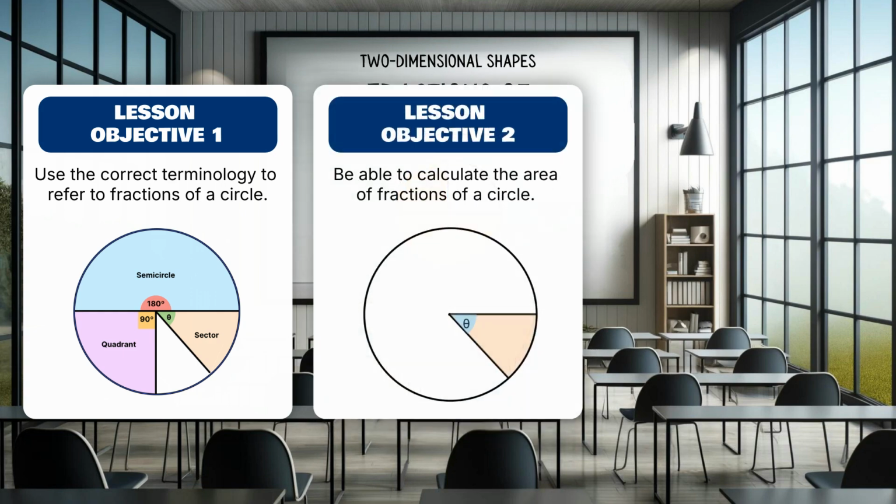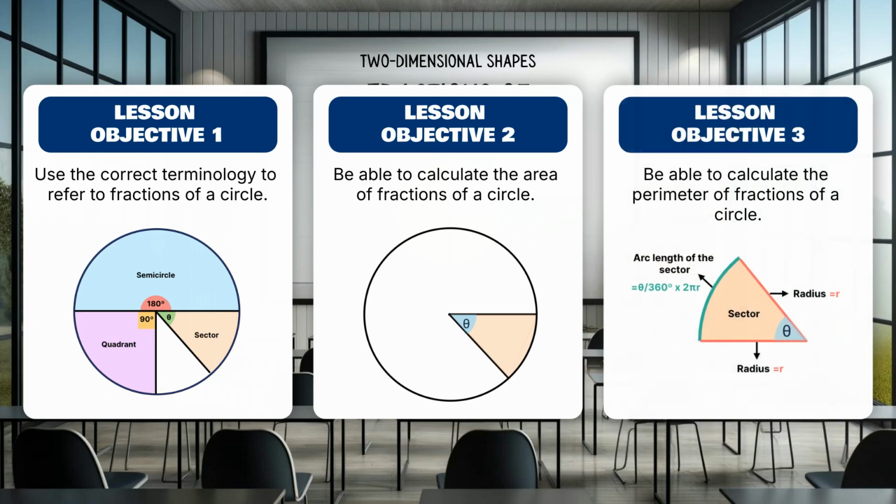Next, we delved into calculating the area of these shapes. For semicircles, we used half the area formula for a full circle. For quadrants, we took a quarter of the full circle's area. For sectors, we determined the fraction of the circle represented by the central angle and used this fraction to find the area. We then turned our attention to finding the perimeter of these divided shapes.